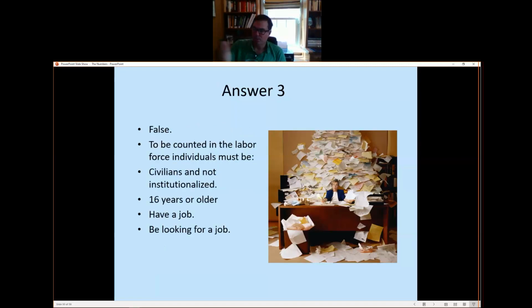Who's in the labor force? It's these people. You have to be a civilian. We don't count the military. You can't be in prison. We don't count the prison population. 16 or older, so my daughter Ellie counts. You have to either have a job or be looking for a job. That is the American labor force: 16, civilian, not in prison, working, looking for work.